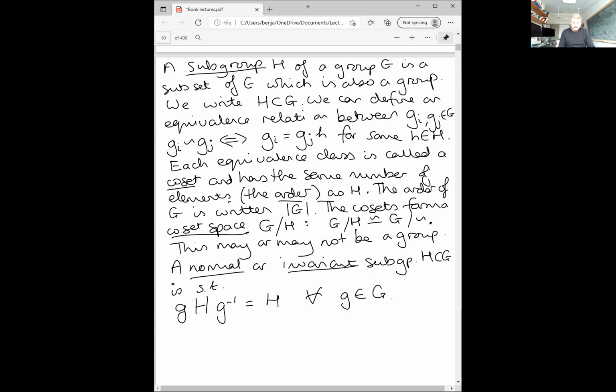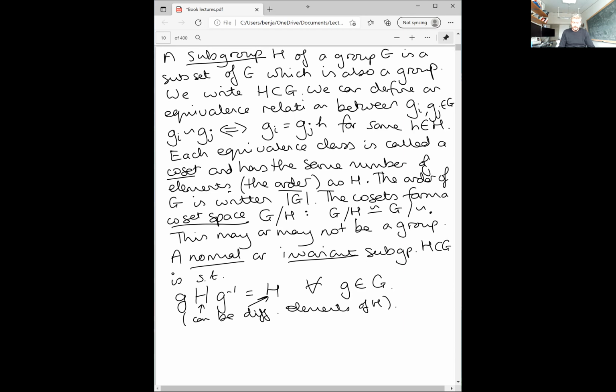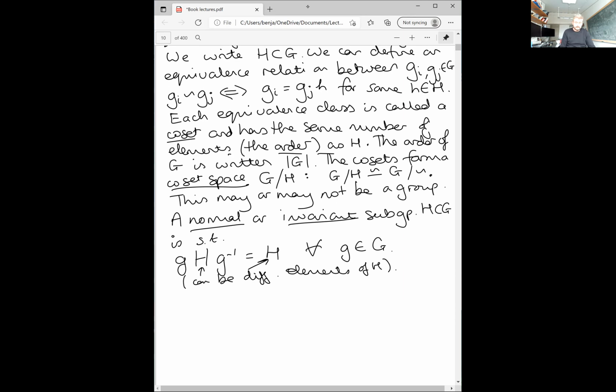Now, what does this mean? I've written elements of a group G on the left-hand side, but I have the whole subgroup H written here. So notice that the element of H on the left-hand side and the right-hand side can be different. That's what that equation means. So in the case of a normal subgroup, the coset space G over H is a group.